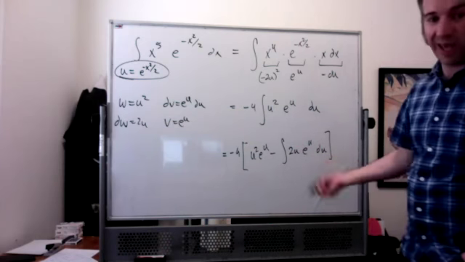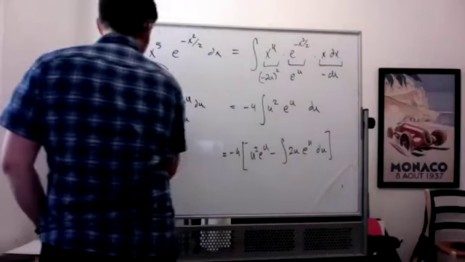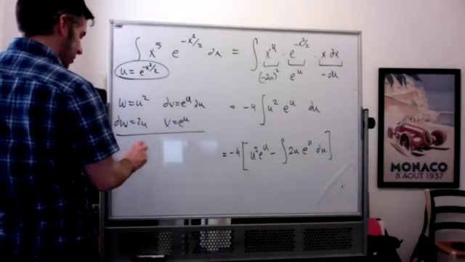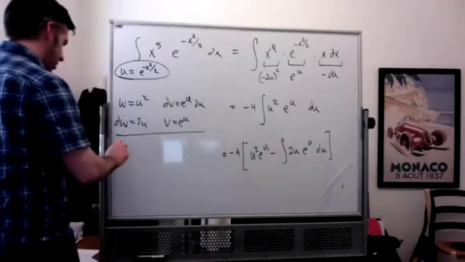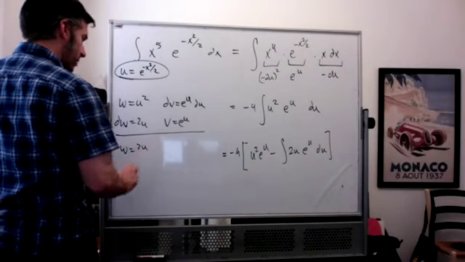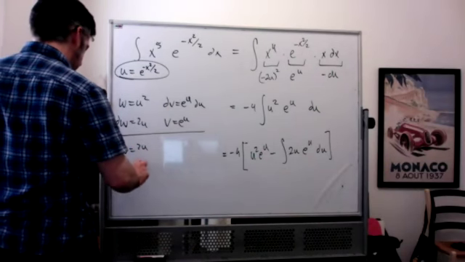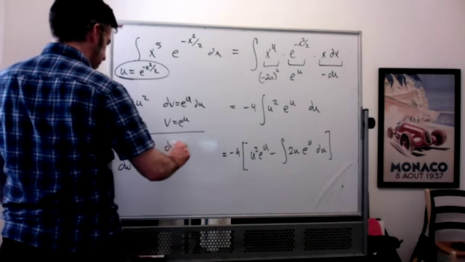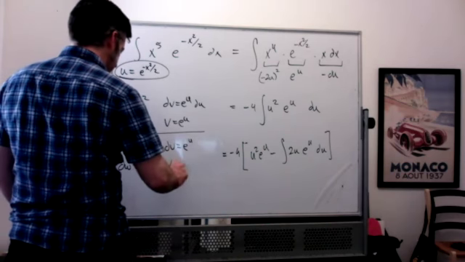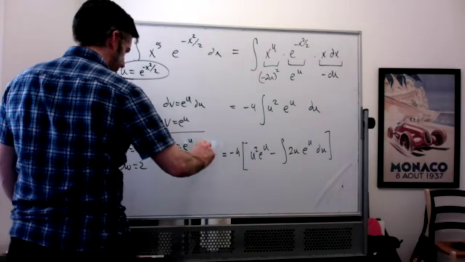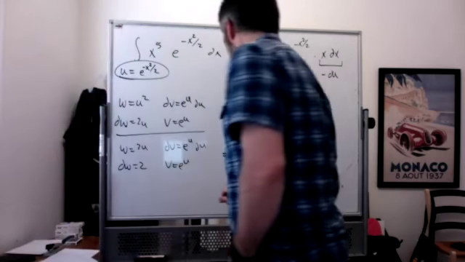And then we have to do it again. So now in this integral, our w is 2u, our dw is 2, our dv is once again e to the u, and our v is e to the u.